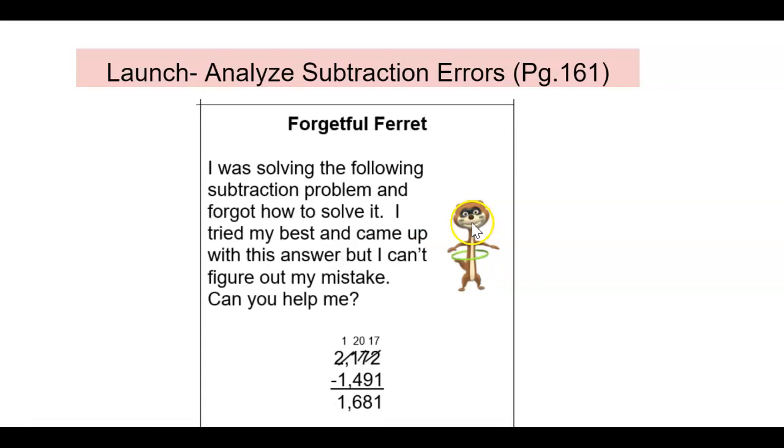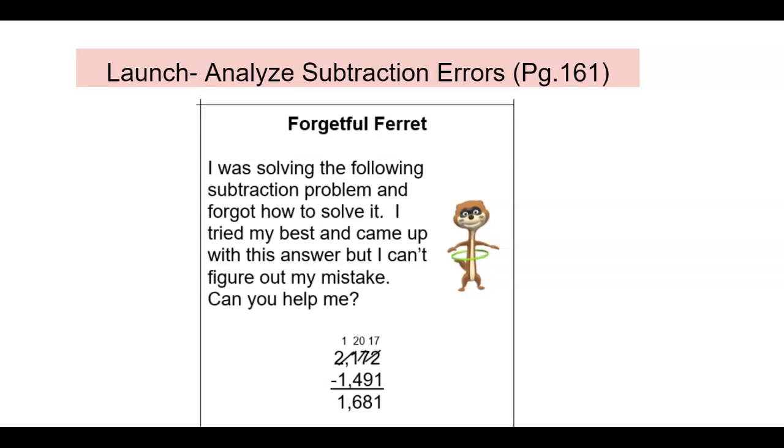And lastly, on the same page, the forgetful ferret. I was solving the following subtraction problem and forgot how to solve it. I tried my best and came up with this answer, but I can't figure out my mistake. Can you help me? And he's got 2,172 minus 1,491 equals 1,681. So they all made mistakes.